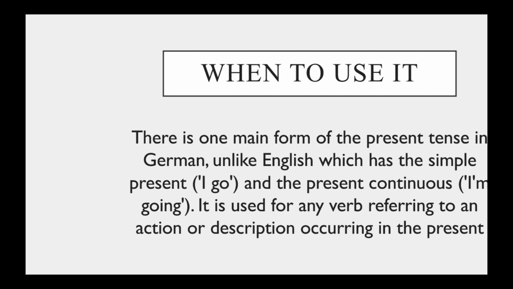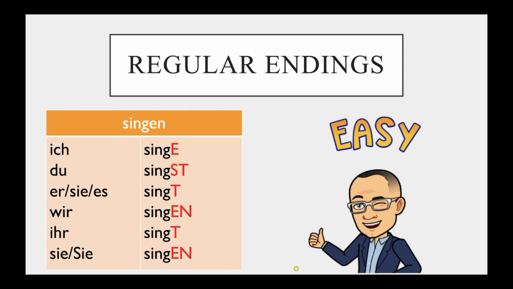The present tense is used when you refer to an action or a description that happens in the present, as the name says. The present tense has regular endings, which you can see in red here in the table, and we use the verb singen for this example. Ich singe, du singst, sie, es singt, wir singen, ihr singt, sie singen. The second sie is the formal form. When you address someone, instead of saying du, you say Sie with a capital letter.